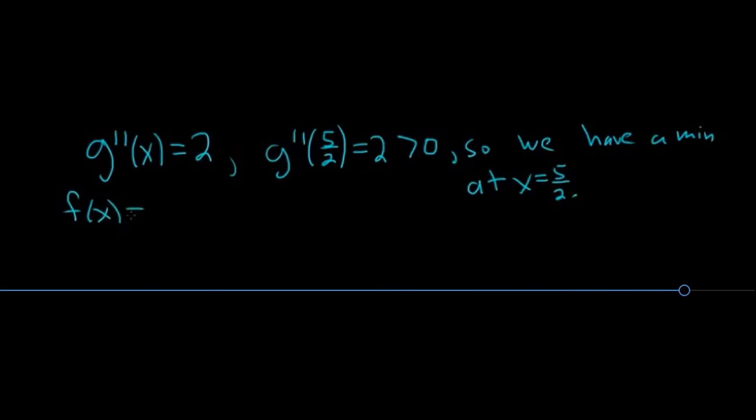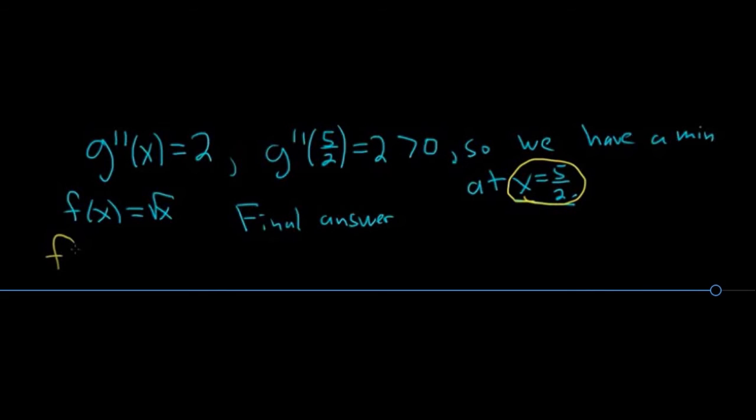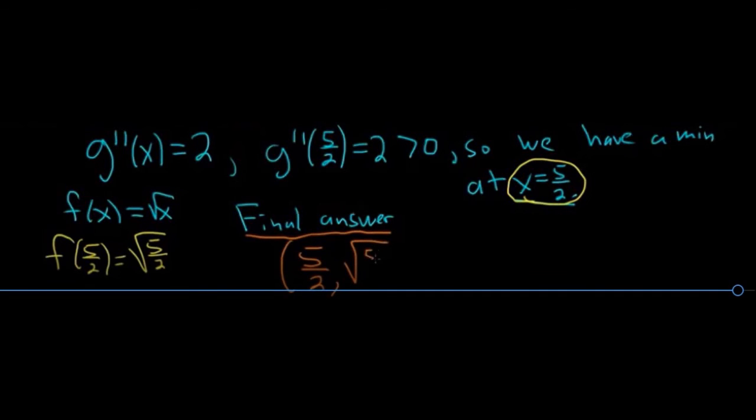Recall that our original function was the square root of x, so for the final answer we already have the x value, we need the y value. To find the y value, you just take your critical number and plug it into your original function, and the final answer will be right here. It is the point 5 halves, square root of 5 halves.